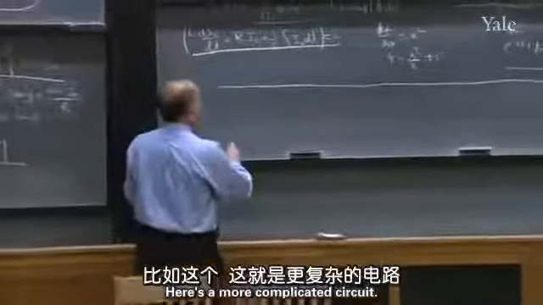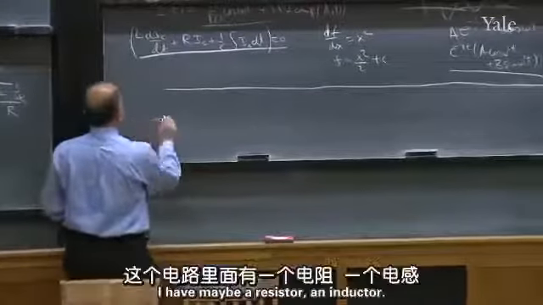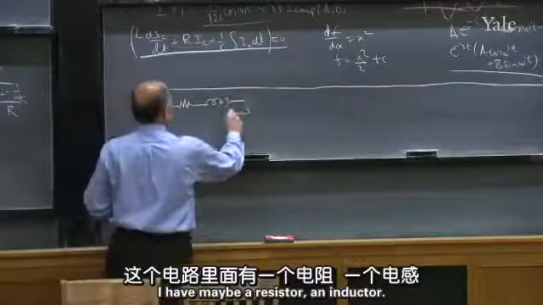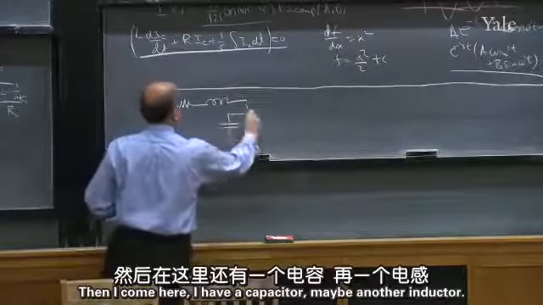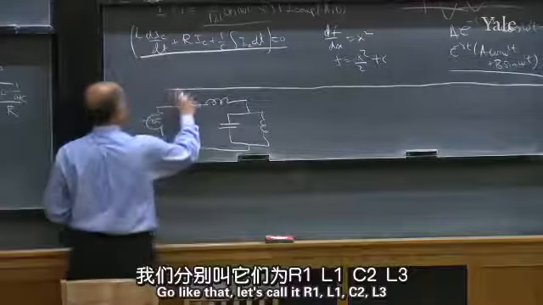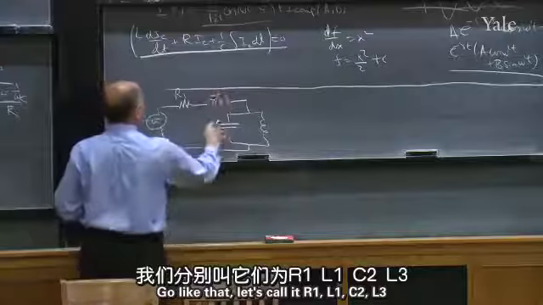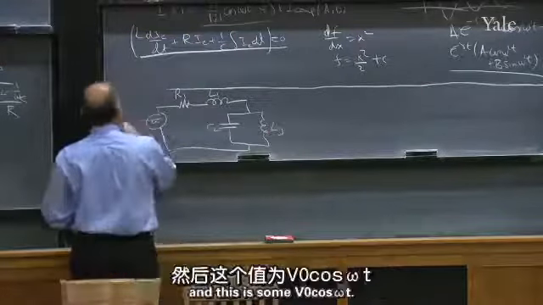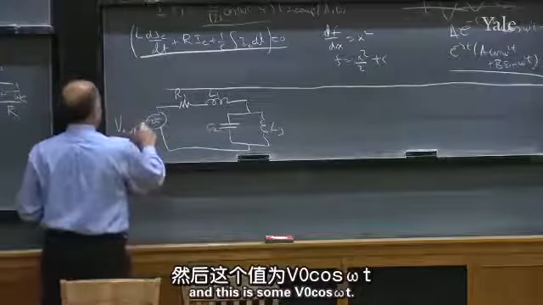Here's a more complicated circuit. I have maybe a resistor, an inductor. Then I come here. I have a capacitor, maybe another inductor. You go like that. Let's call it R1, L1, C2, L3. And this is some V naught cos omega t.